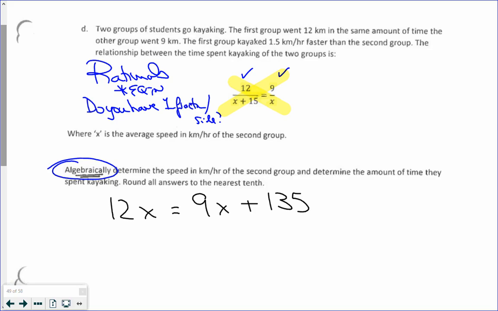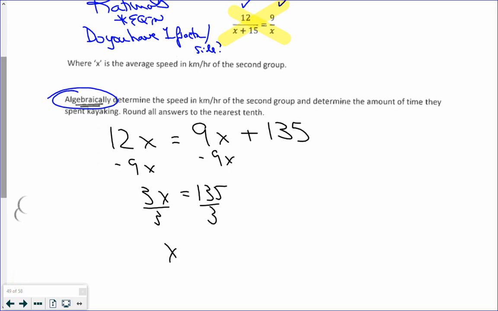We're going to minus 9x from both sides, and we're going to divide both sides by 3. 45, I think. Is it 45? Okay. And it's in speed per hour.